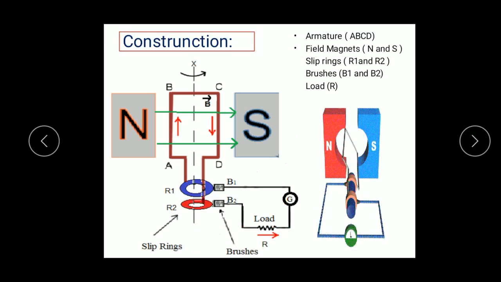They are two hollow metallic rings which are connected to the ends of the armature coil, and these rings rotate with the rotation of the coil. So what is a slip ring?